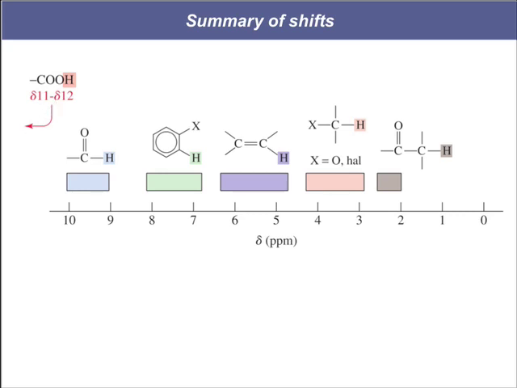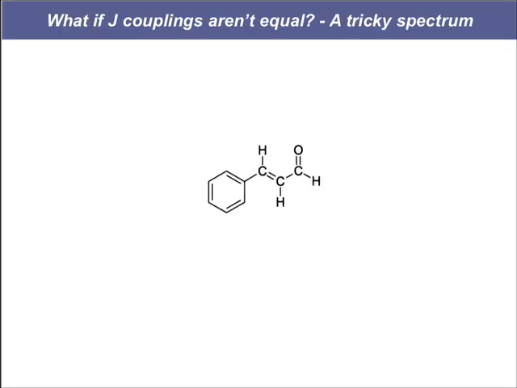Now, one last challenge. Let's deal with splitting when our J couplings aren't equal, when our coupling constants aren't equal. Let's see how this works. Let's look at this hydrogen first. He is next to one neighbor. Therefore, the red hydrogen will split into a doublet.